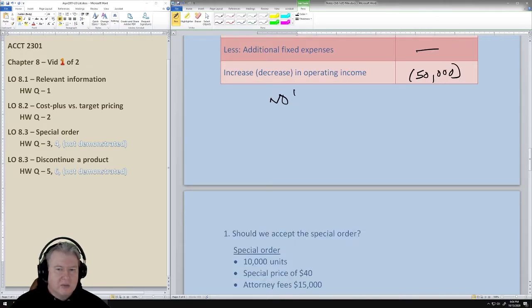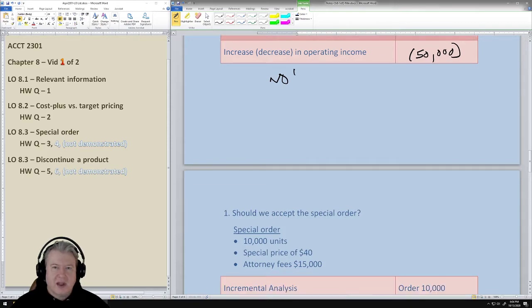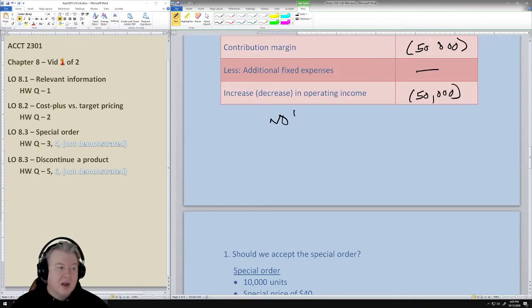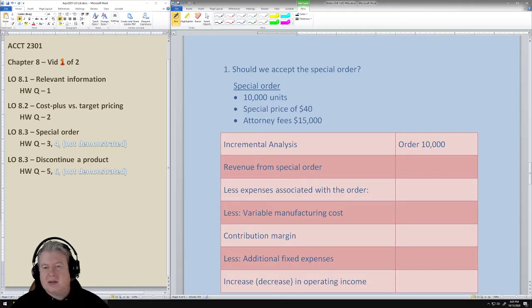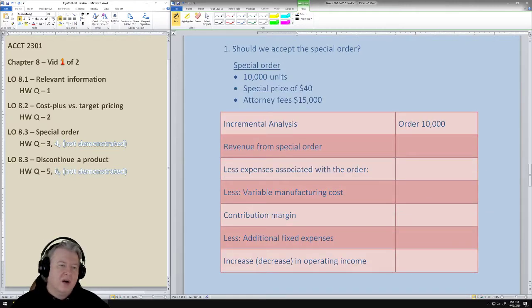We would tell them you had to do a couple of things. I mean, we would have to do something. You have to do something to make it worth our while. Either increase the special price, the special order price, or something.